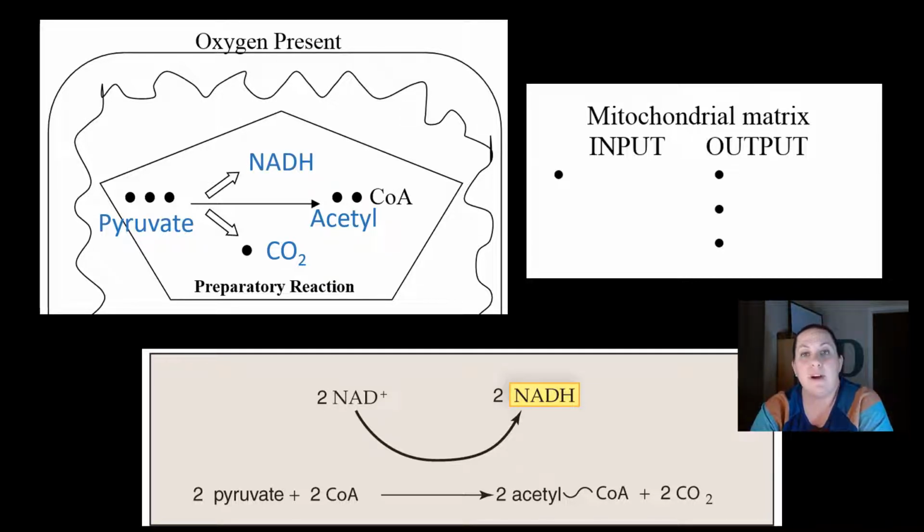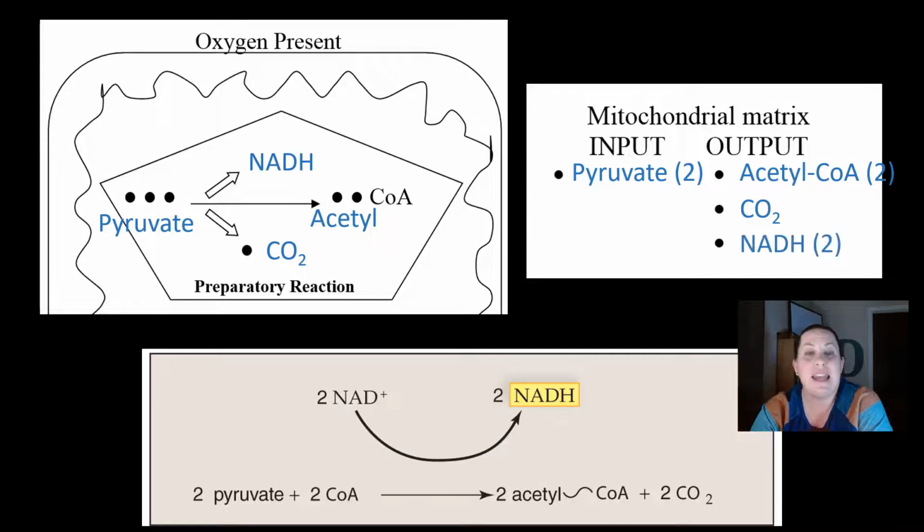So our input was pyruvate, and we had 2 of them go in because, right, there were 2 that left glycolysis. We're going to get 2 acetyl-CoAs. We're going to get 2 CO2s, and we're going to get 2 NADHs. Okay, so we're going to get 2 NADHs. Now, this is the prep stage. The prep stage does not make any ATP.